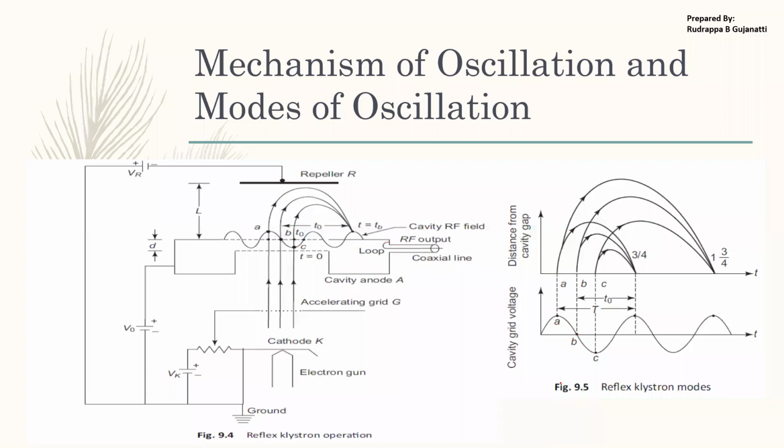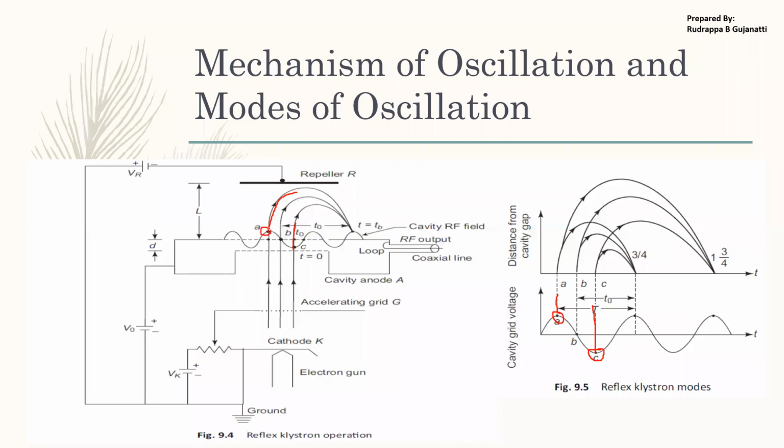Now here, if you just observe, whenever electron interacts at the positive peak, this accelerates the electrons towards the repeller plate. Now when the electrons interact during the negative peak, this decelerates the electrons which are moving into the repeller space.